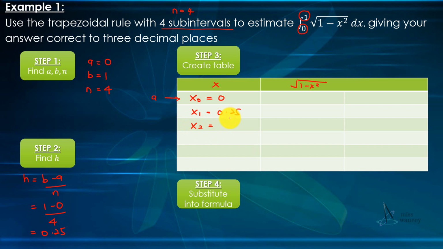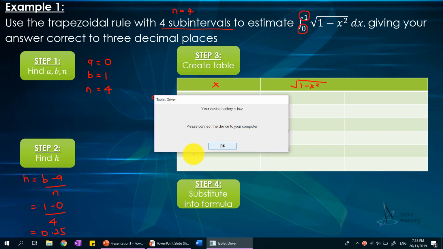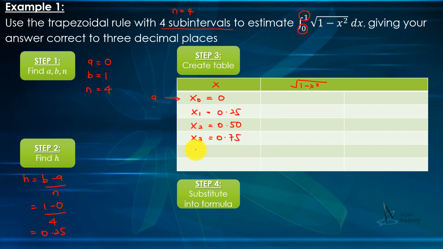x2 is 0.25 plus another 0.25, 0.5. So plus another 0.25, so x3 is 0.75, and then adding another 0.25, we are going to get x4 equal to 1.00. So x4 is 1.00. Okay, so over here, make sure you stop whenever you have your upper limit, which is b.